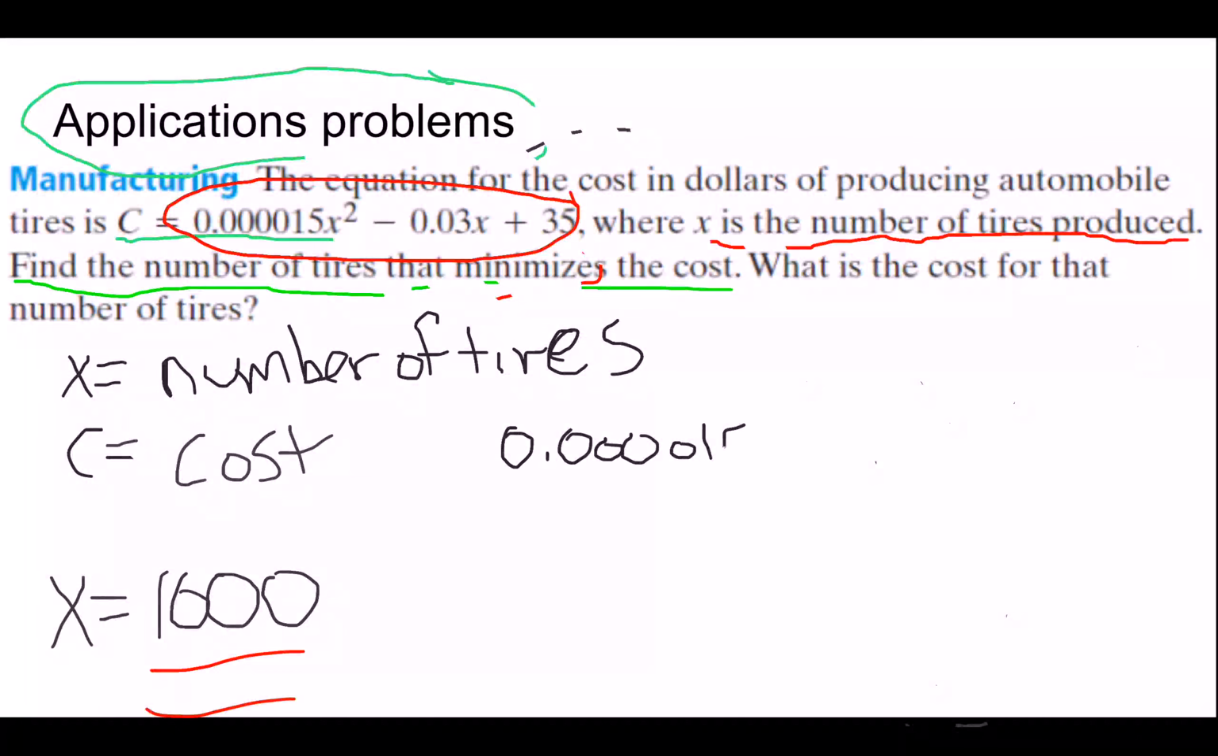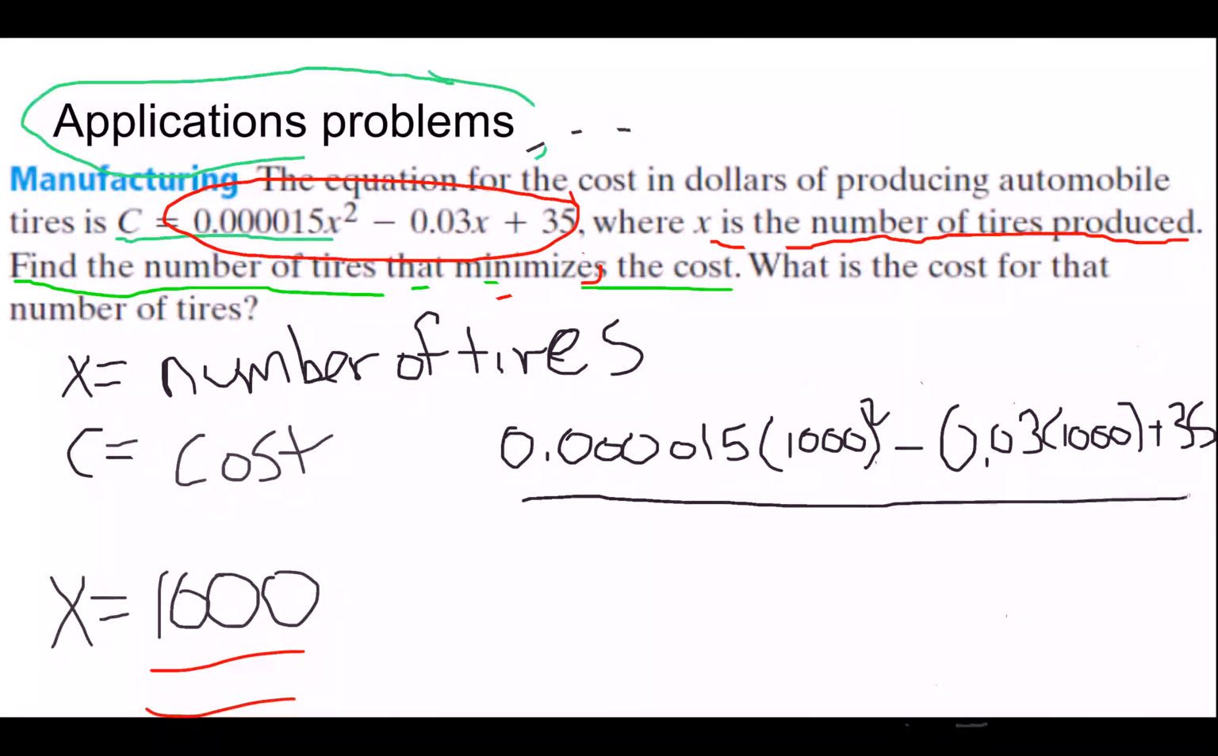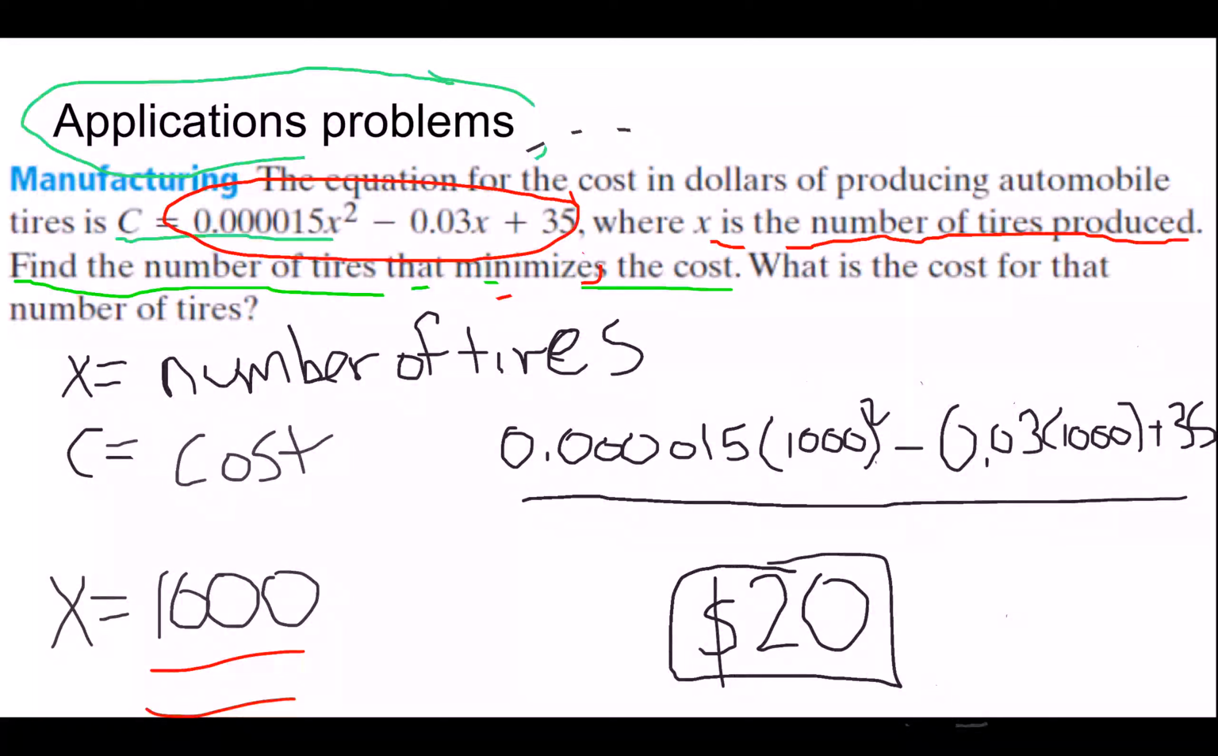So I'm going to take that equation, 0.000015 times 1,000 squared minus 0.03 times 1,000 plus 35. When I input all of this on my calculator, I should get 20. So the cost of each tire would be $20 if I produced 1,000 tires. So we were able to find the cost this way.